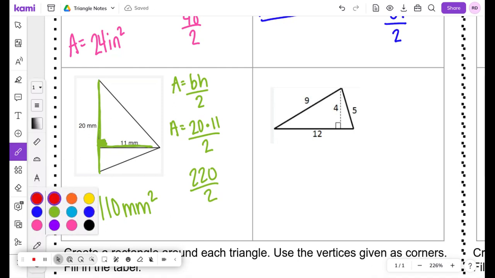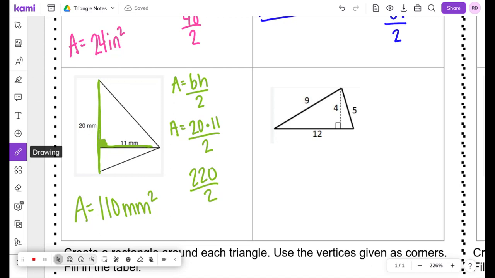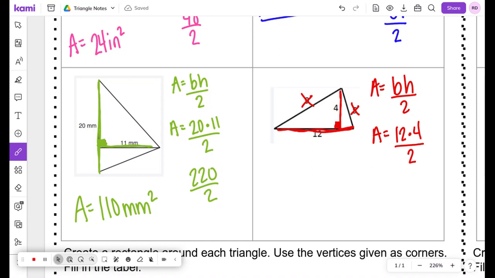Our last triangle, they gave us all the numbers. So again, we're looking for a base and a height that meet at a perpendicular 90-degree angle. So we can find that perfect square right here, the 2 straight lines that make that up, and we can cross out the numbers on the slanted lines because we don't want to use those. So we have a base of 12, a height of 4. We're going to divide that by 2. 12 times 4 is 48. 48 divided by 2 means this triangle has an area of 24 units squared.